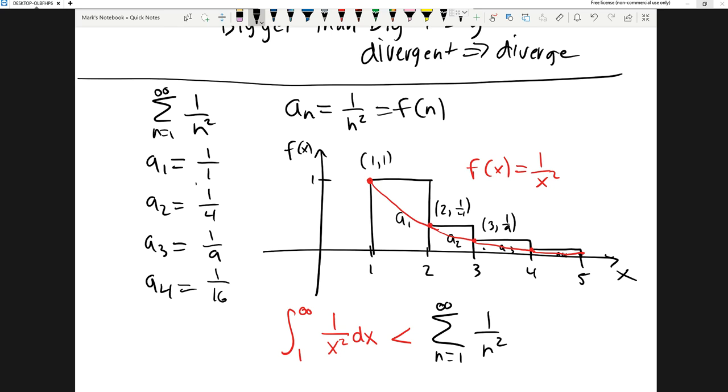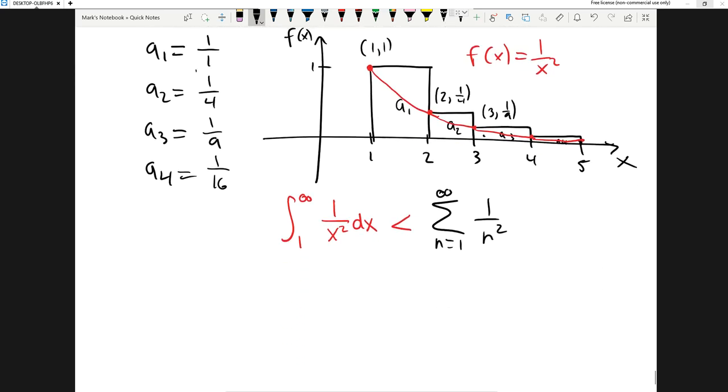It looks almost like the same picture. Obviously, the heights of the rectangles are a little different, but qualitatively, it looks very similar. All right, so let's actually evaluate that integral now. The integral from 1 to infinity of 1 over x squared. That's an example of that p integral that we studied earlier.